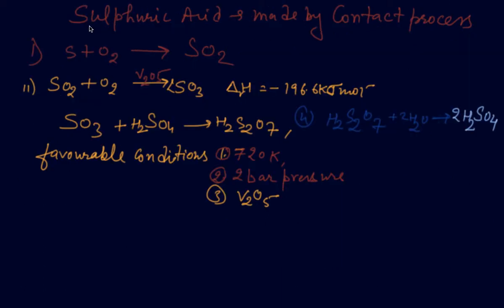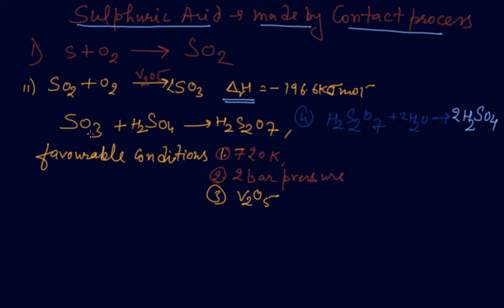Yes, dear students, sulfuric acid is made by the contact process. It involves various steps. 3 steps are main. First, sulfur is treated with oxygen and converted into sulfur dioxide. This sulfur dioxide reacts with more oxygen in the presence of vanadium pentoxide and gives you sulfur trioxide. It is the key step. Energy releasing step, important step.